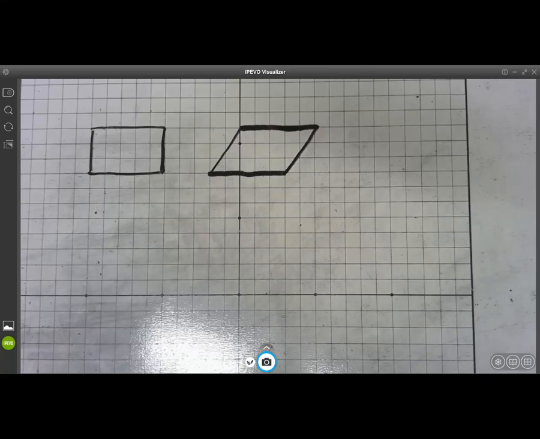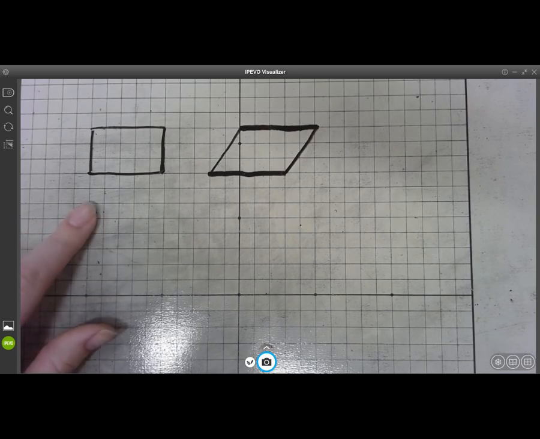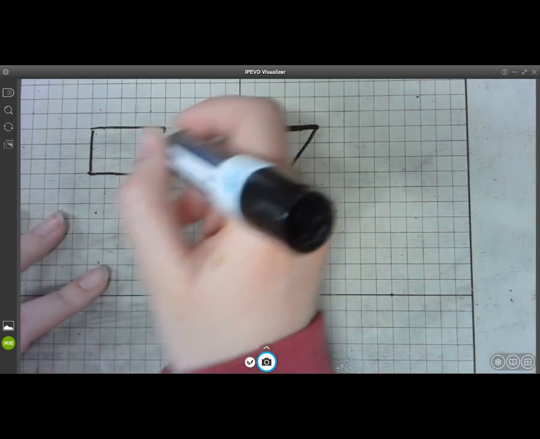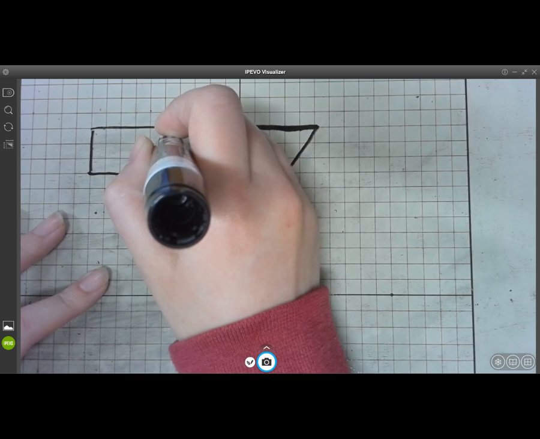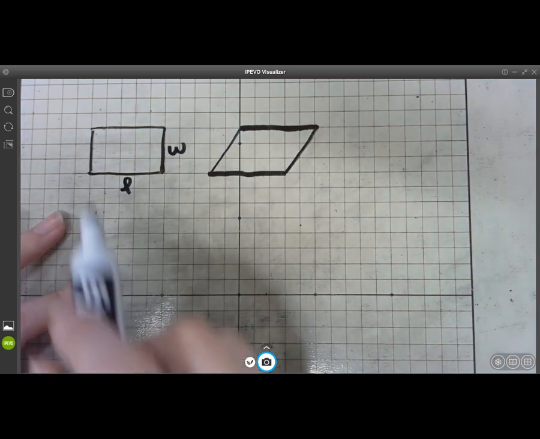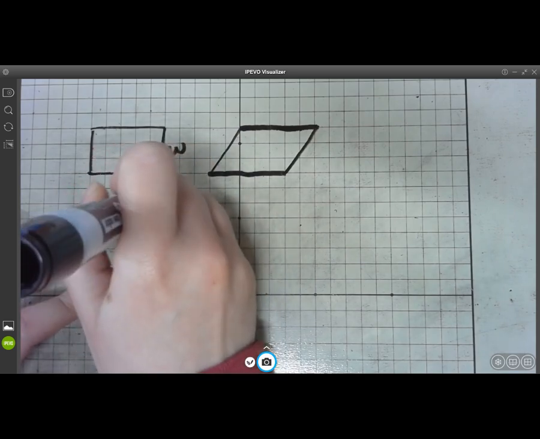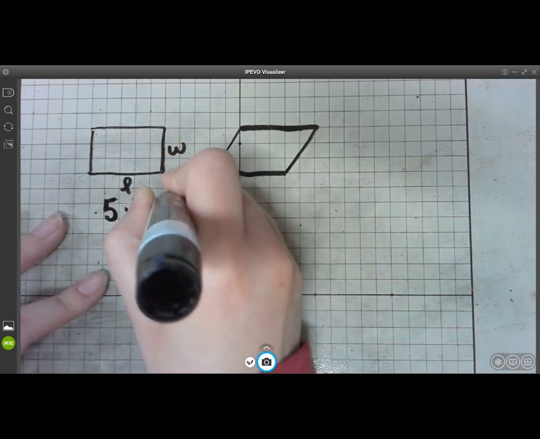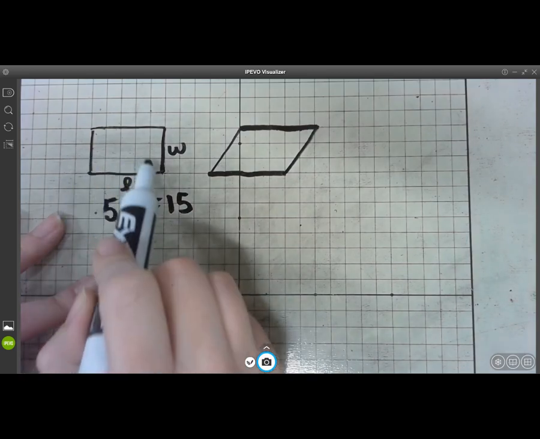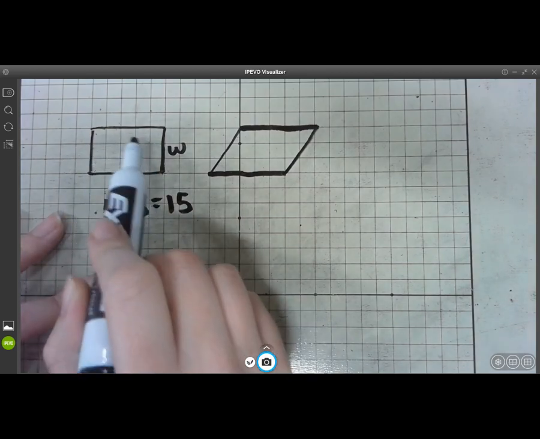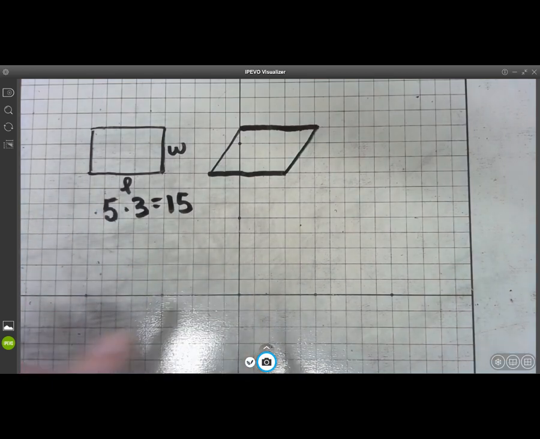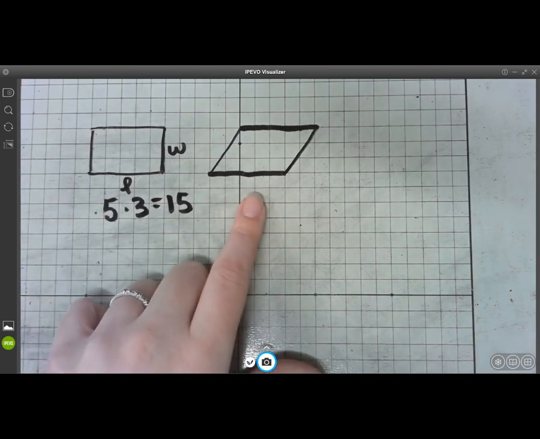Today we're going to look at the area of different quadrilaterals and how it relates to the area of a rectangle. If you will recall, the area of a rectangle is the same as doing the length times the width. In other words, we could do 5 times 3, and we would come up with 15, which makes sense because if you count, there are 15 square units inside this rectangle. But what if we have a shape like this?